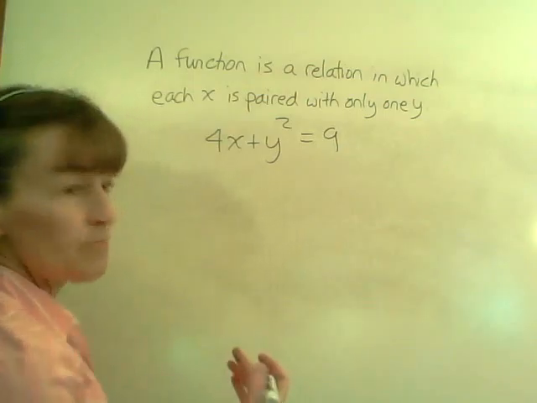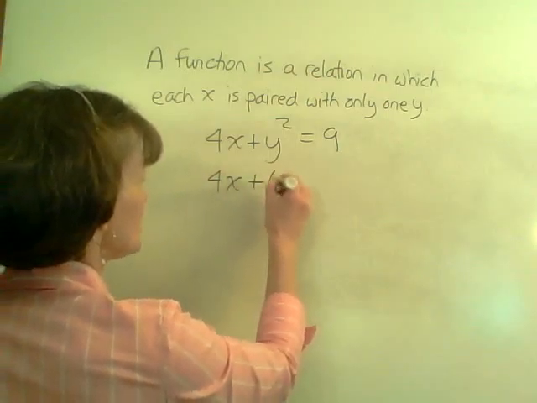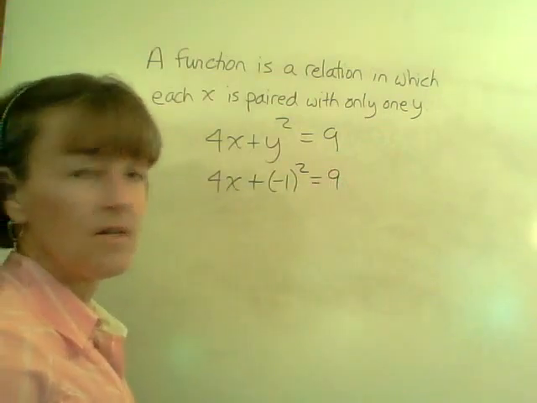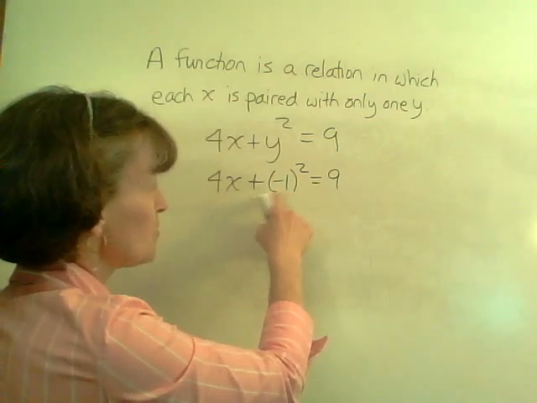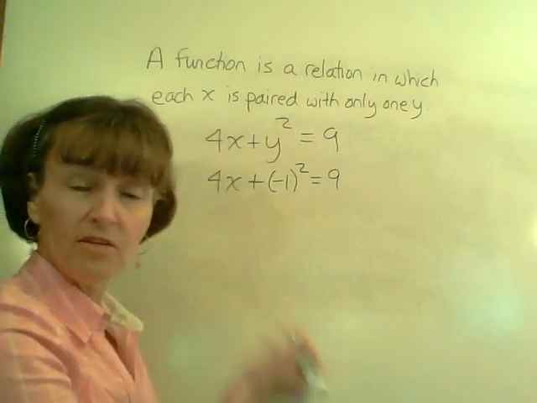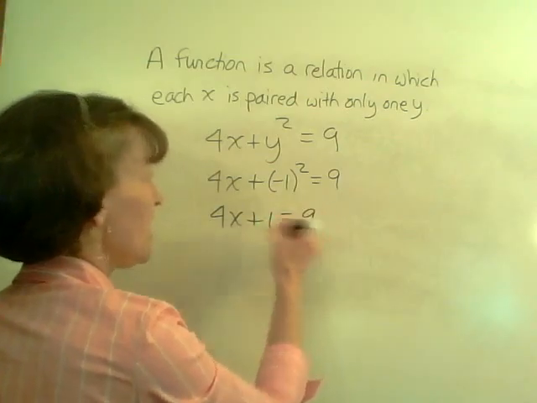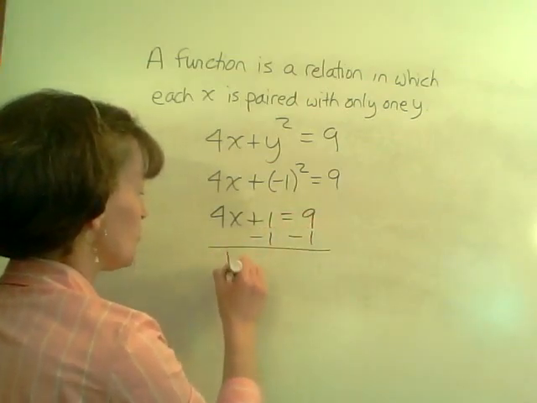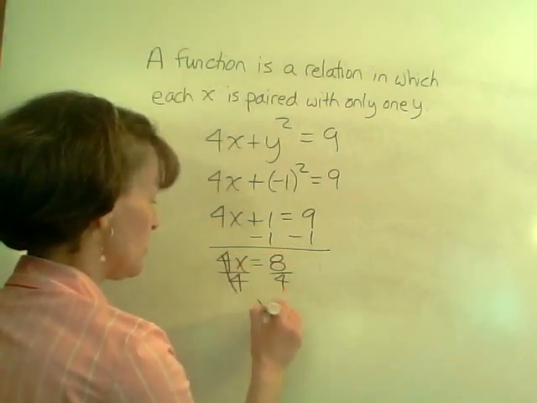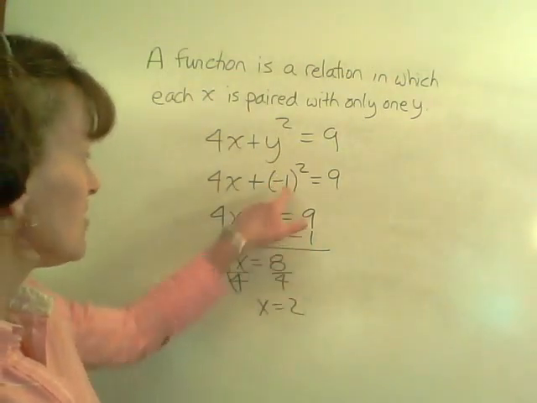Well, let's see what happens when I put -1 in for y. When I put -1 in for y, then I have 4x + (-1)² = 9. Remember to put your -1 in parentheses because you're going to do something to it before you add it to the 4x. All right, well, what is (-1)²? It is 1. So we have 4x + 1 = 9. And then I'm going to subtract 1 to move it to the other side. So I have 4x = 8. And when I divide by 4, then I have x = 2. So when y is -1, x is 2. Or when x is 2, y is -1.